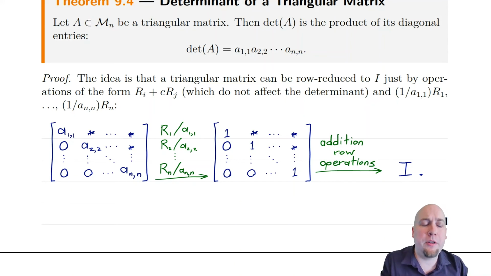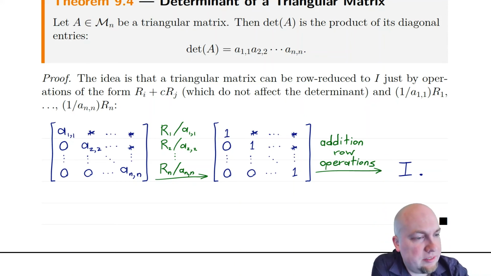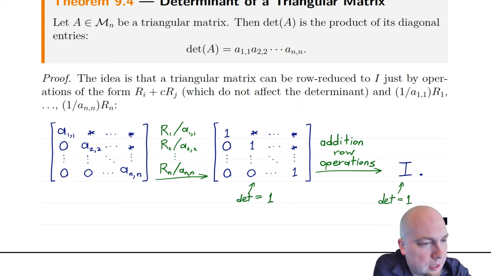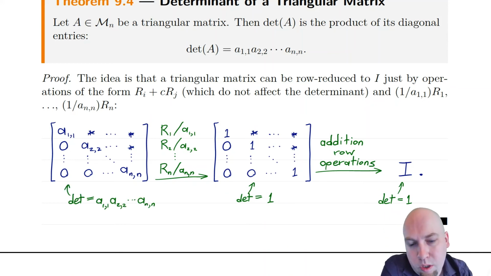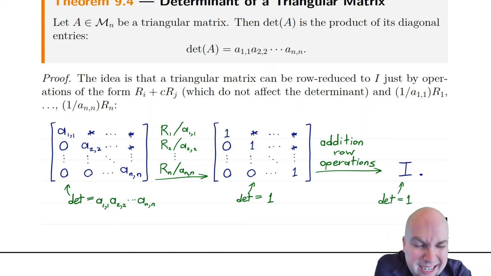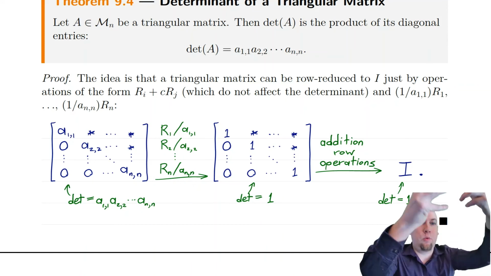So if you want to figure out the determinant of the original matrix, you start at the right-hand side here. The determinant of the identity equals 1. Then trace things backwards. Addition row operations did not change the determinant, so this matrix also has determinant 1. Now trace things back one more step. These row operations did change the determinant. How much? They multiplied the determinant by 1 over A11, by 1 over A22, and by 1 over ANN.